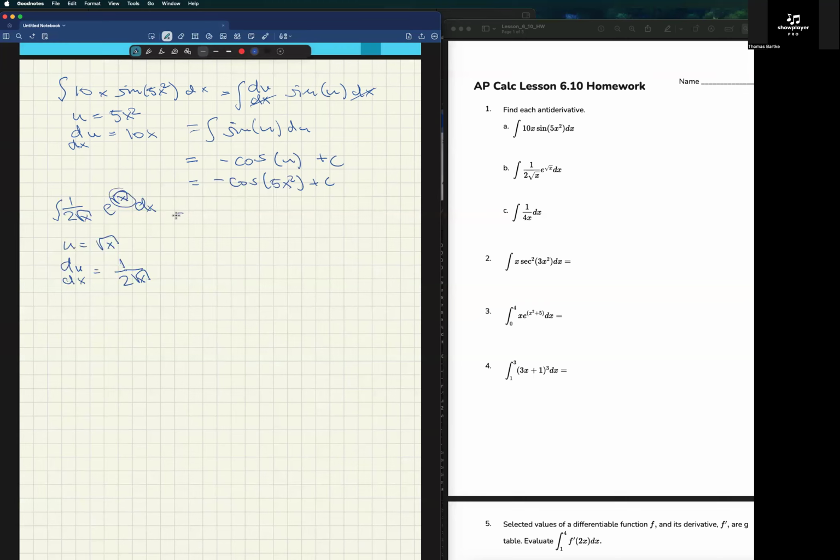So same model that we had before. This here is going to be the integral of du dx times e to the u dx. Dx cancels. We are left with the integral of e to the u du, and that is e to the u. Okay, now we'll substitute that back in. So that is e to the square root of x, right? We're going to put this back for u here. And this is where we attach our c, and that's that.